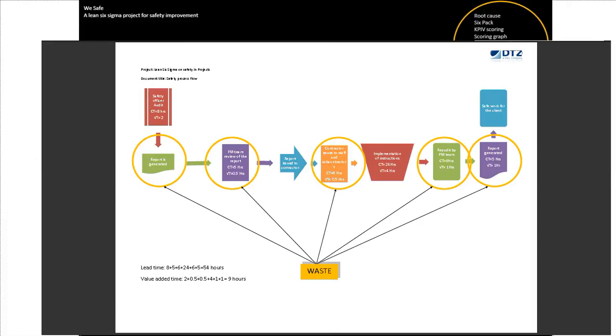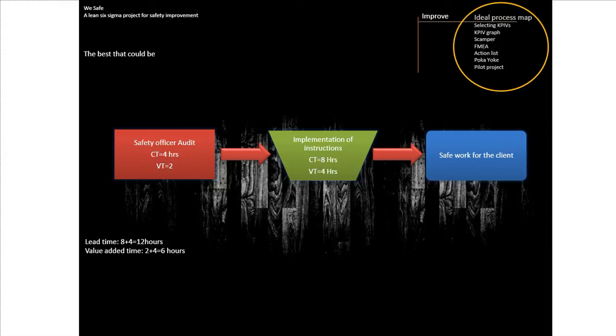Leaping into the improve phase, we have shown the ideal process map here. It has 2 steps resulting in the ultimate output. The important facts are that this process has only 12 hours of lead time compared to our 54 hours as per our existing process. The value added time is reduced to 6 hours instead of 9.